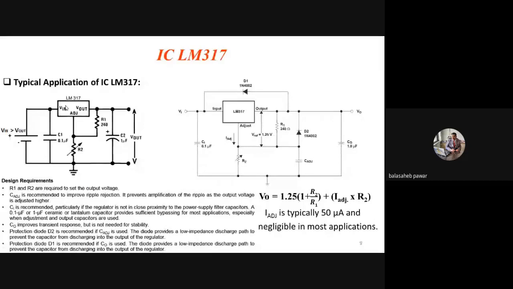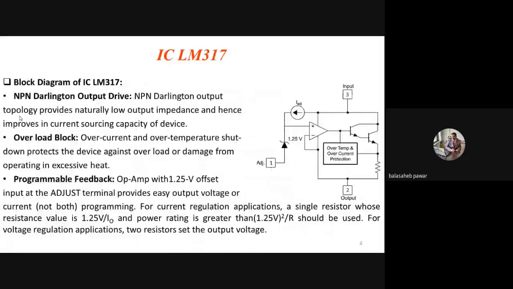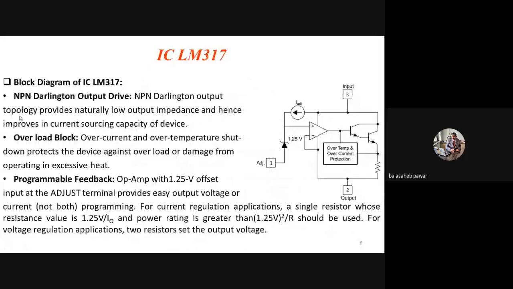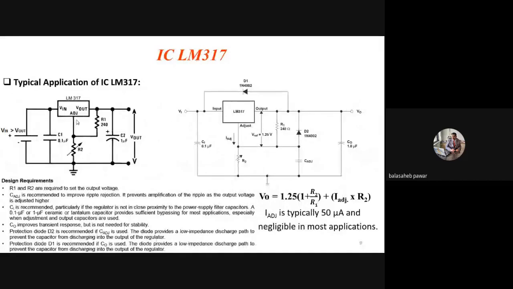Sorry, pin number 3, not pin number 1. It is to pin number 3. Okay. Then the adjustable pin, that is nothing but pin number 1, should be connected to the ground through variable resistor R2. Okay. And there should be one more resistor connected between the adjustable pin and the output pin, that is pin number 1 and pin number 2.